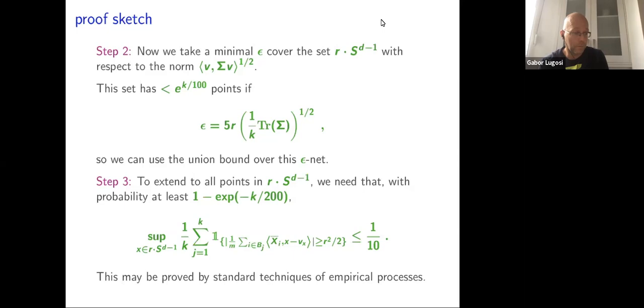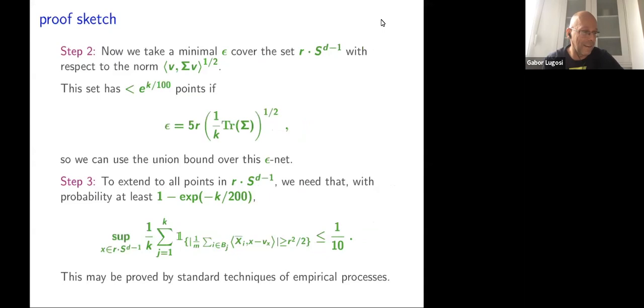And the third step is to control what happens within these little balls, the fluctuations over the balls. This is a kind of standard covering argument that is known in empirical process theory. The proof uses standard empirical process theory techniques, using Talagrand's concentration inequality and symmetrization and contraction and all those, if that says something to you. So that's the sketch of the proof.